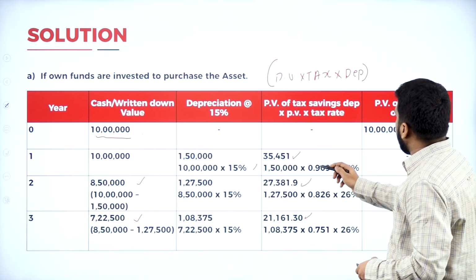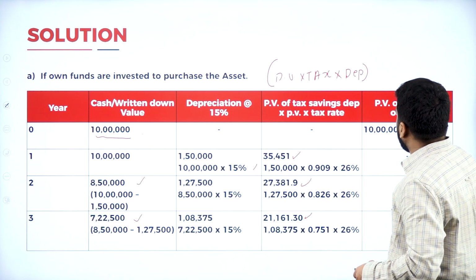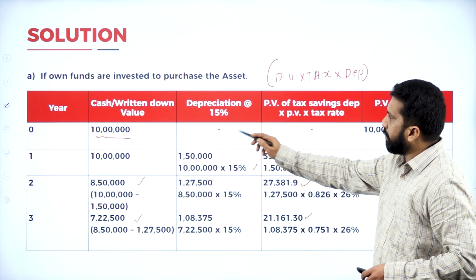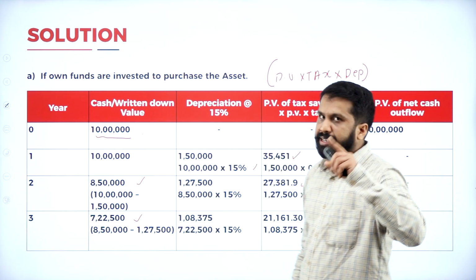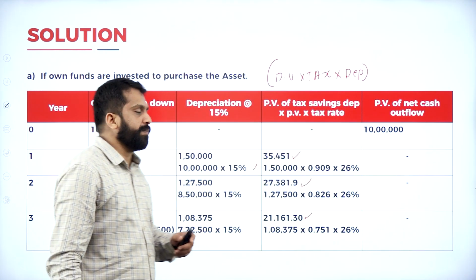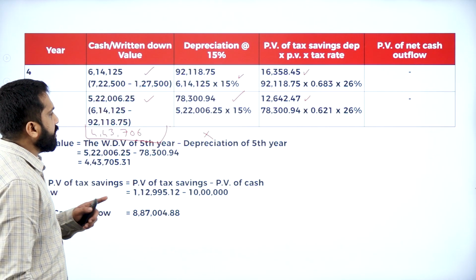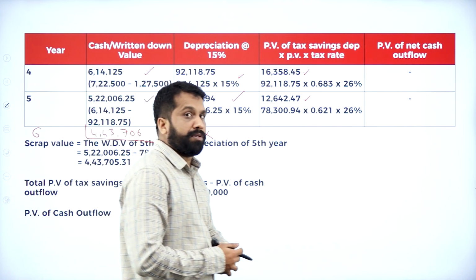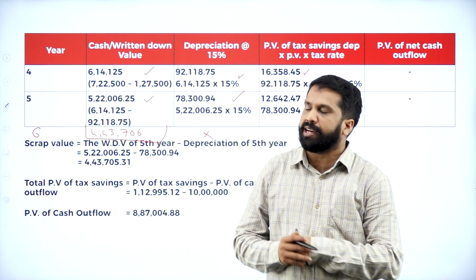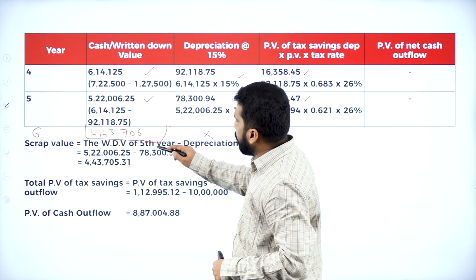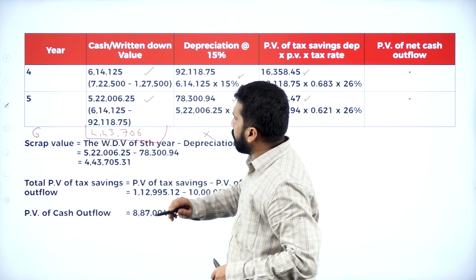Now, once you're done with that, come to last column. There is no net cash outflow. Already we have given your net cash flow is 10 lakh. Hope you are clear. Yes. So once you're done with this, what you are supposed to do? Is there any scrap value? Yes. Now, the WDV of the 5 years, how much?